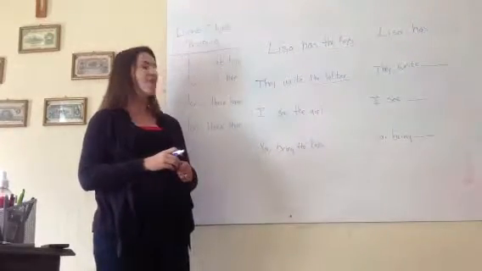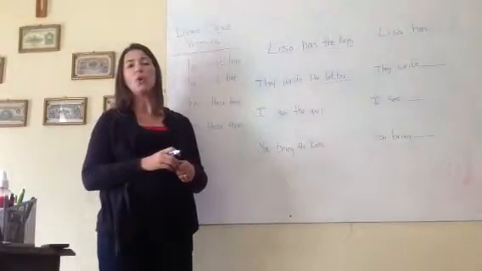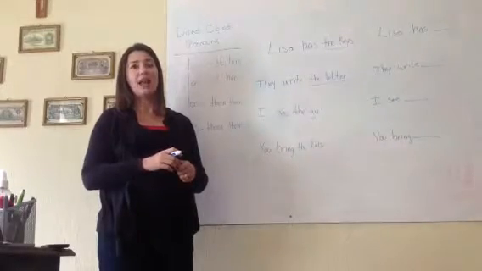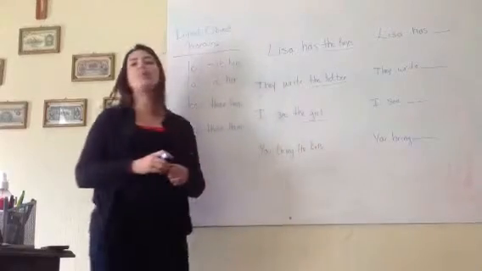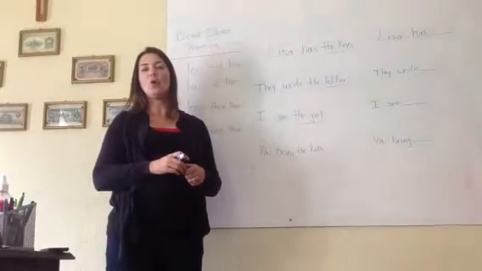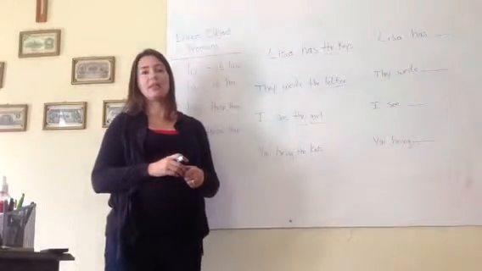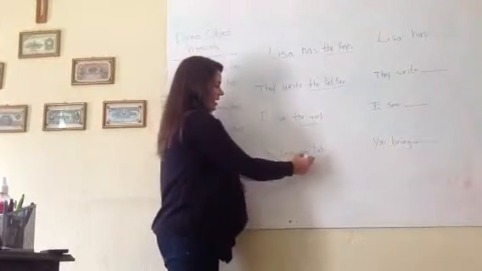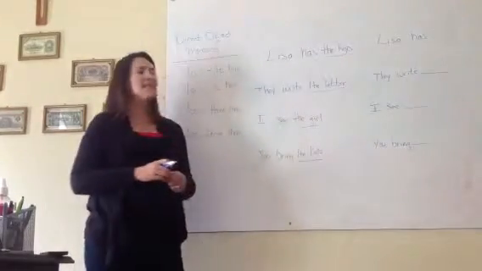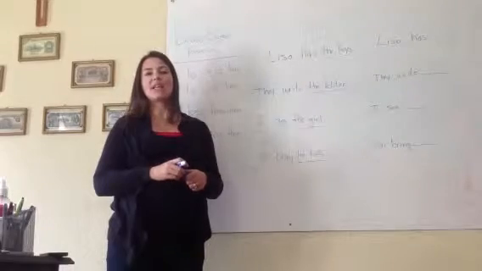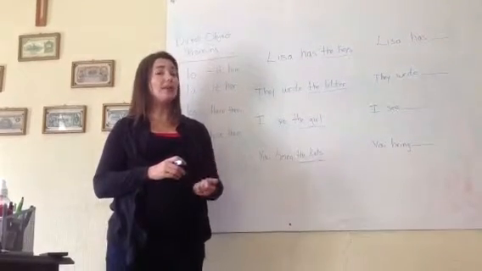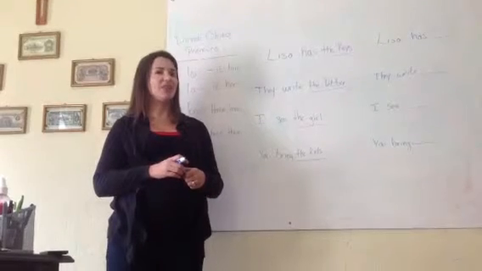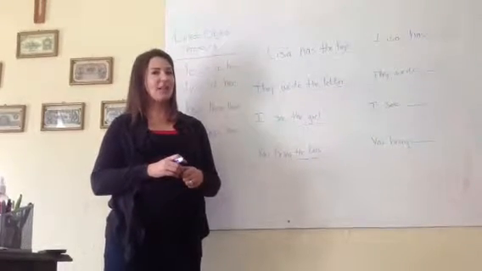I see the girl. Who or what do I see? I see the girl. You bring the kids. Who or what do I bring? The kids. In all of these cases, the direct object answers the same question. Who or what is receiving the action? That is a direct object.